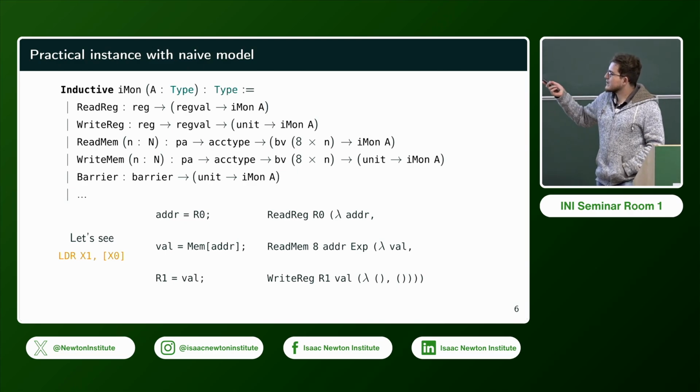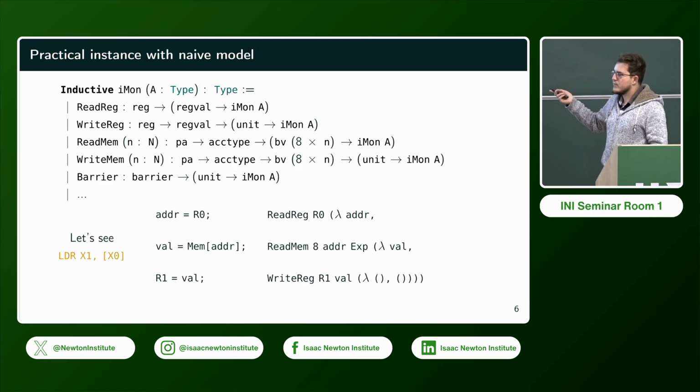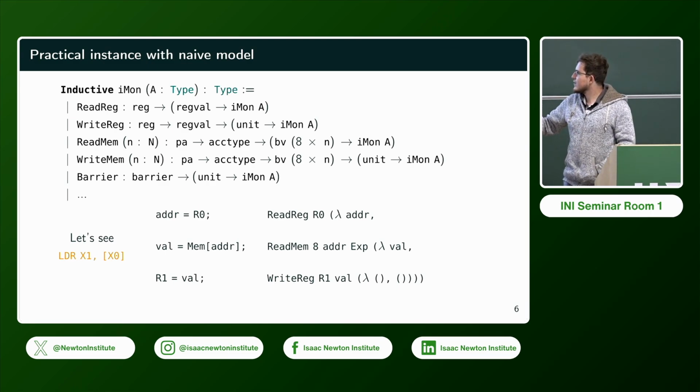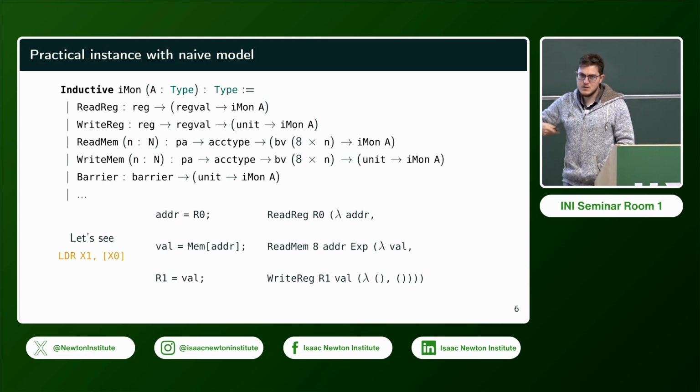So you issue the effect read register R0, and then you put a continuation that takes the returning address from that. Then this continuation issues the effect read mem of size 8 at address of access type explicit access, and then you get the value in another continuation that will then write the register R1 with that value. The last continuation does nothing, just takes unit and returns unit, because there is nothing to do after that register write.